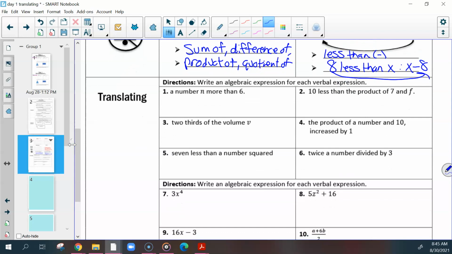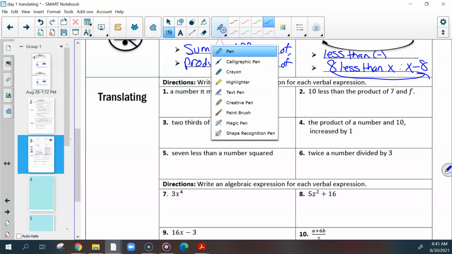Now to actually get into some examples, we're not going to do all 6 of these together. We're going to do 3 together, and then I'm going to let you guys try some. Let's start with number 2. First, we're going to read it, see if there are any operation words, or words that tell me to add, subtract, multiply, divide, and then try to write an algebraic expression.